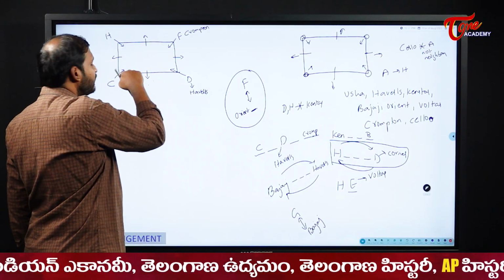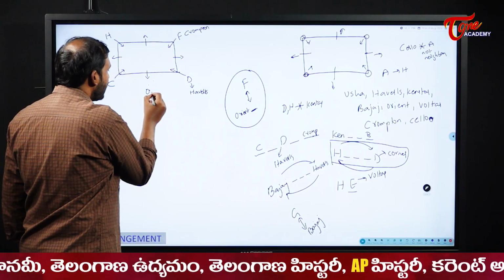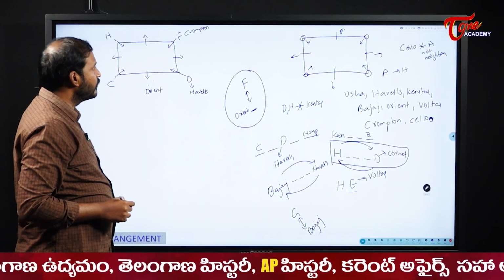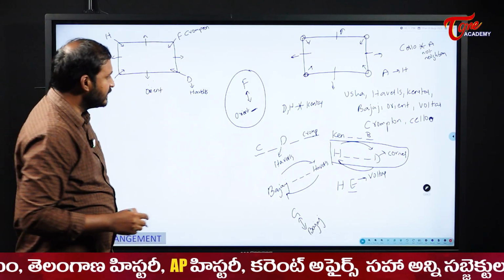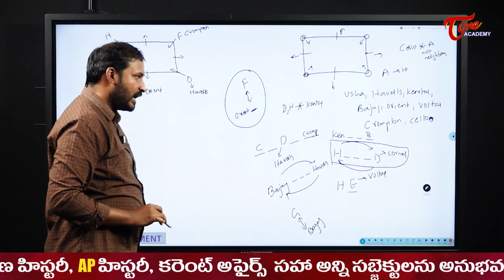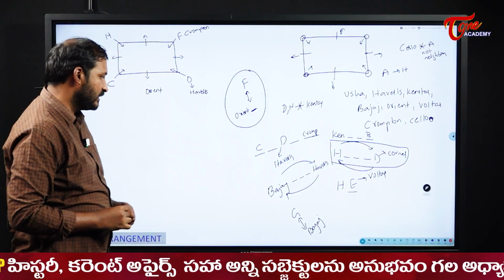If it is this person, it will become left. So the Orient fan will come here. Orient fan will come here, right? That is the condition. So this one we have finished, and this one also we finished, right?